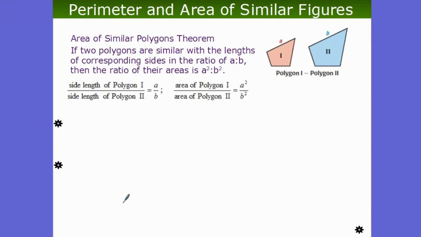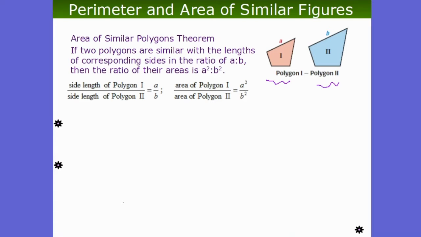This video focuses on finding the perimeter and area of similar figures. When we learned about similar figures, we learned about something called side ratios. What makes figures similar is that their corresponding side lengths are in proportion. But when I look at what's going on here, I've got polygon 1 and I've got polygon 2.